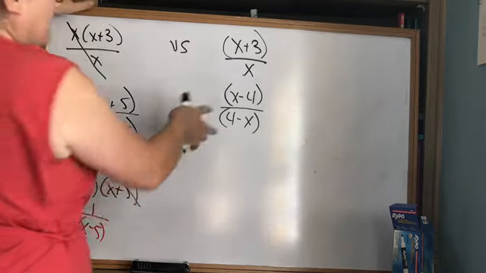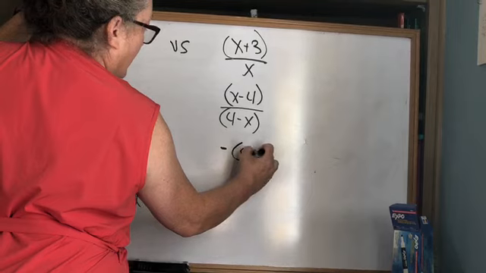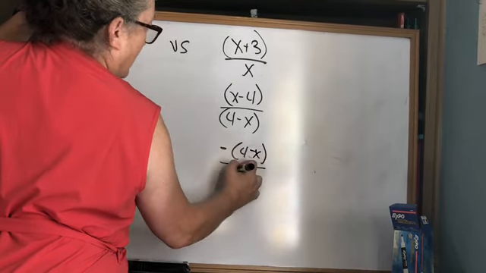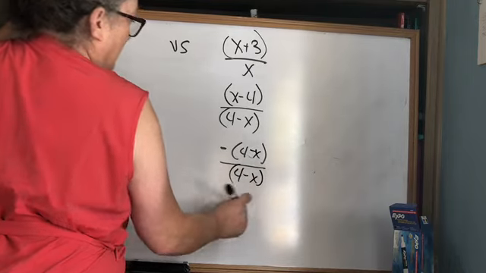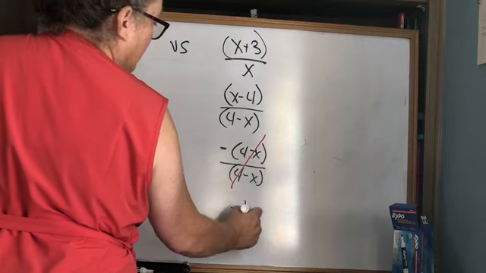And the way we're going to write an equivalent form is take a negative out up here. So I'm going to take a negative out, and then this would be 4 minus x over 4 minus x. So now they look the same, and I can cancel, and my answer is just negative 1.